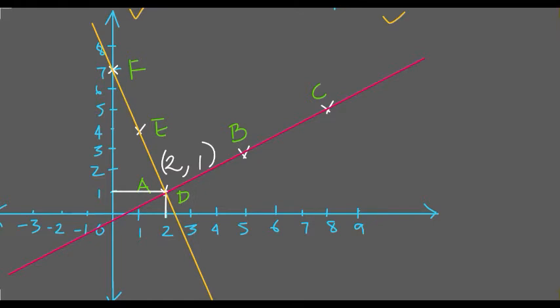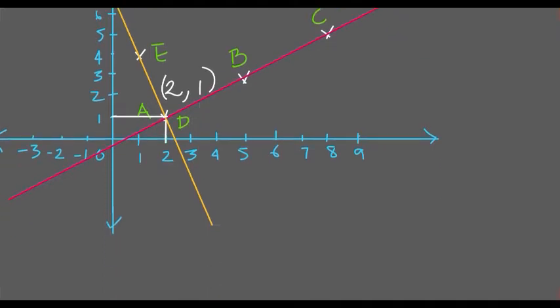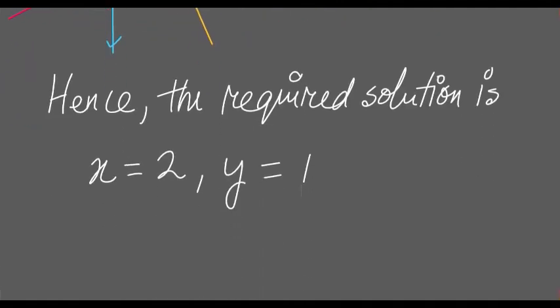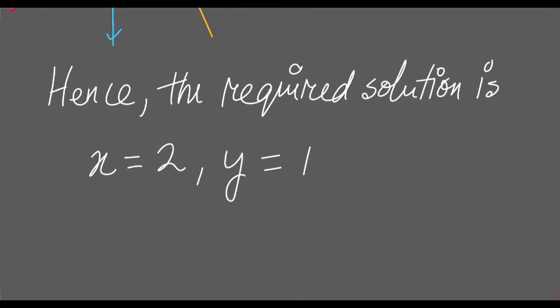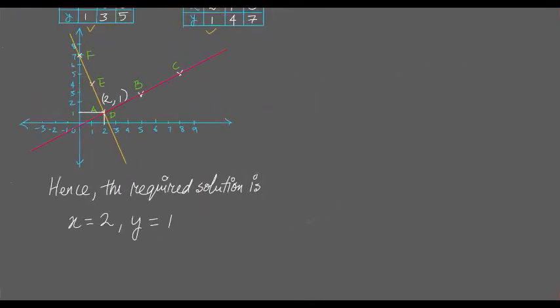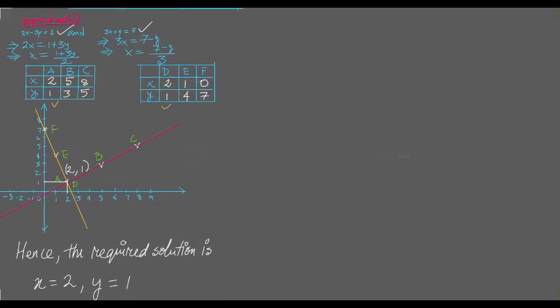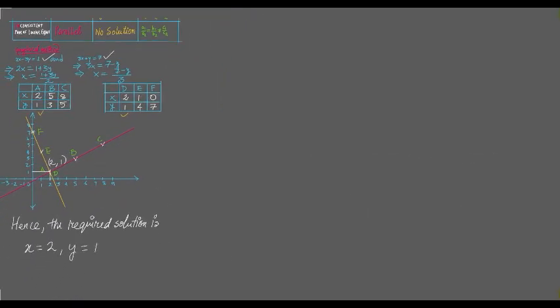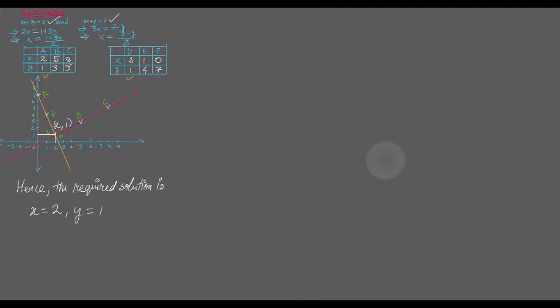Since the lines are intersecting, hence there is a unique solution. So what we write here is, hence the required solution is x equal to 2 and y equal to 1, and this will be your entire representation of the graphical method. Okay, so let's move on to the next part.